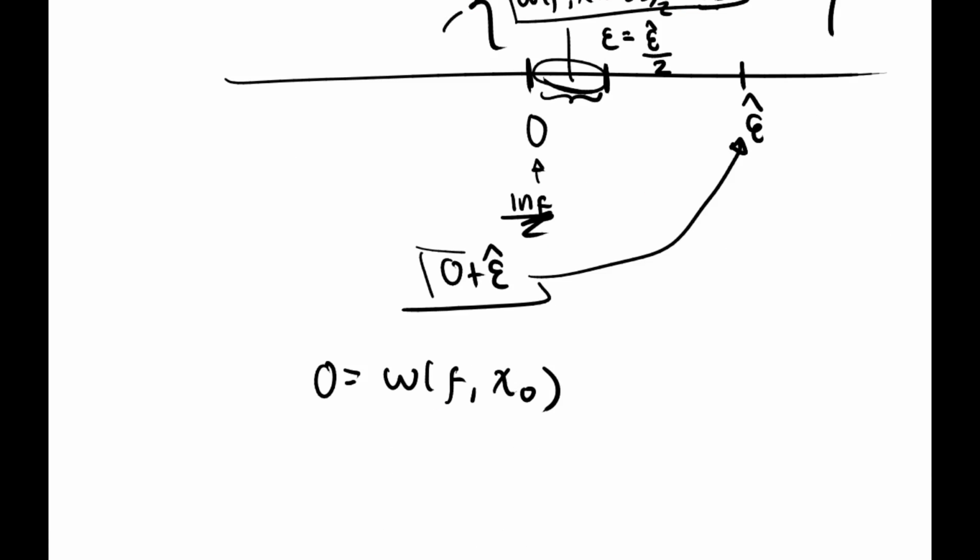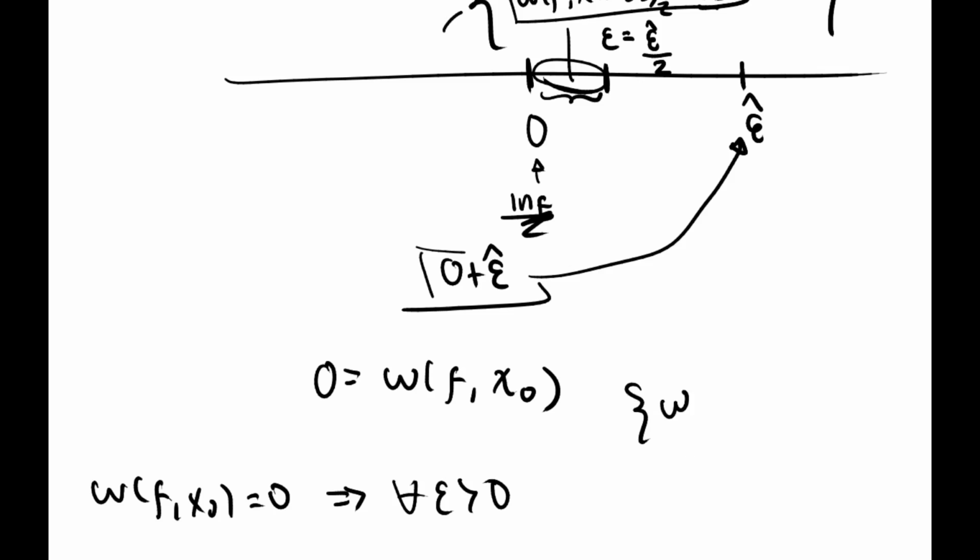And now let's suppose that the punctual oscillation is equal to 0, and we shall prove that f is continuous at x naught. So to do that, it's kind of the same, because if 0 is the punctual oscillation, then any positive epsilon is not a lower bound of the set of oscillations.